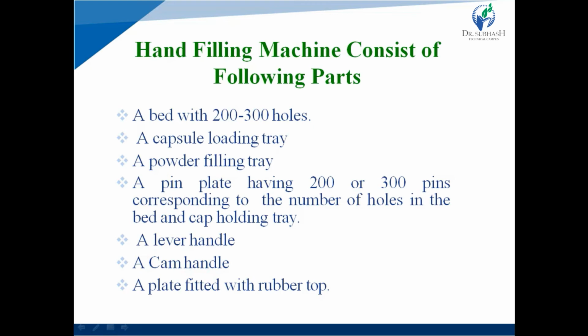A pin plate having 200 or 300 pins corresponding to the number of holes in the bed, and a cap holding plate. That means a pin plate is also available, having 200 or 300 pins that correspond to the number of holes available on the plate. It also contains a lever handle and a cam handle, and a plate that is fitted with a rubber top. That is the construction of the hard gelatin capsule filling machine. Those are the various parts of the hard gelatin capsule filling machine.